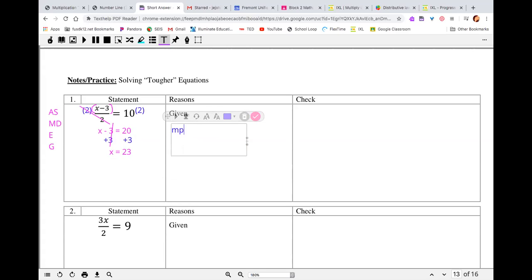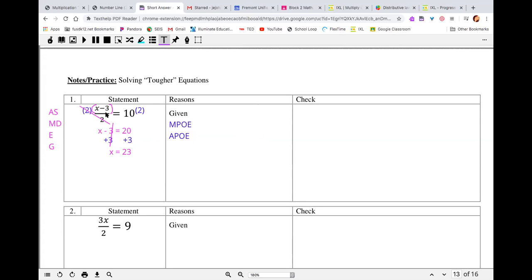Okay. And then what did we do? Add. We added. Okay. So that looked a little different, right? That was a little confusing. We have to understand how to read the problem.